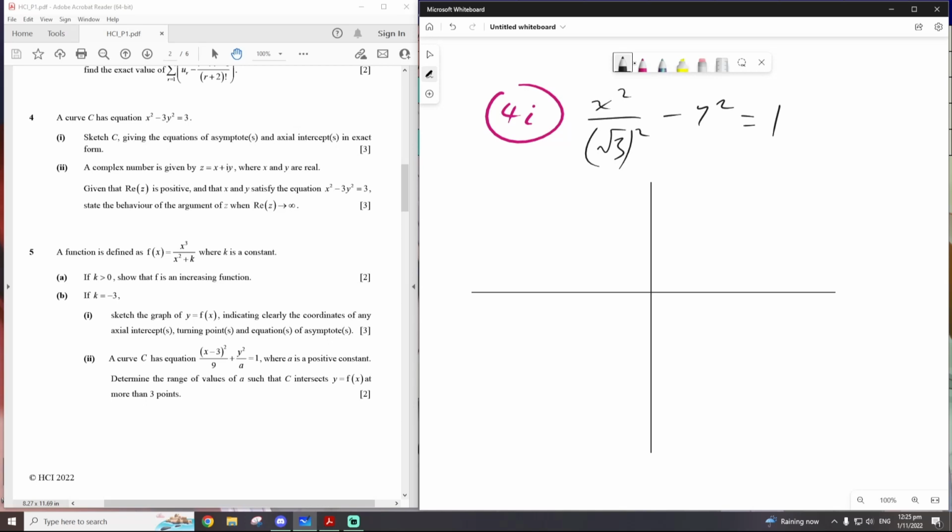And let's draw the asymptotes. So the asymptotes will actually be y equals plus minus root 3 over 3 x. Because the center of the hyperbola is the origin, so the asymptotes also pass through the origin. Okay, so it turns out that you just have that. It's very nice. Let me make the thing a little bit more straight.